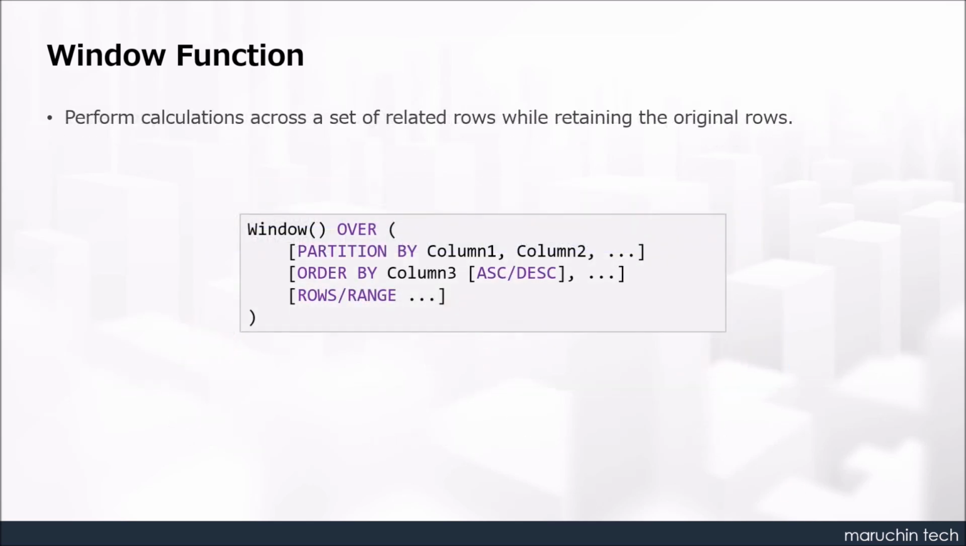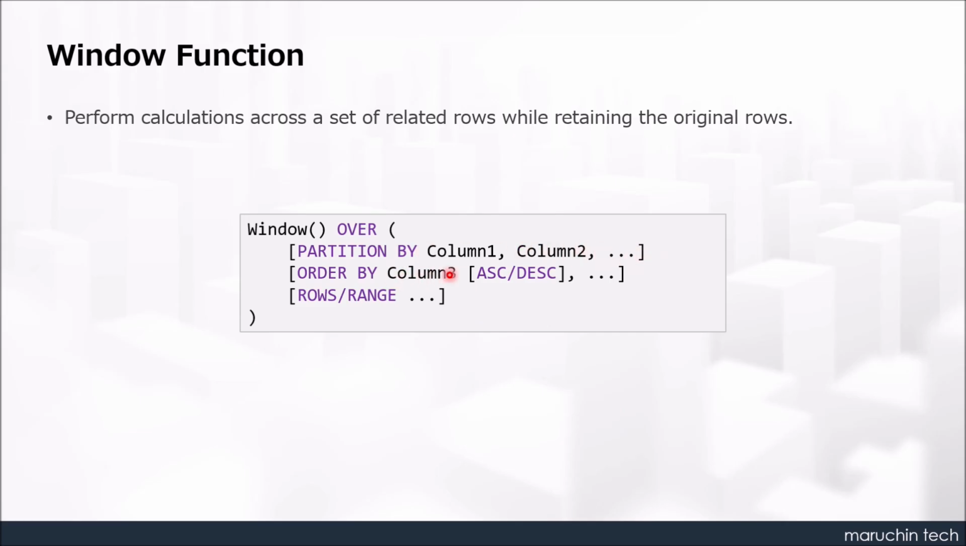Let me introduce the window function. A window function performs calculation across a set of related rows while retaining the original rows. The SQL syntax looks like this. First, the over declaration indicates that this is a window function. Next, partition by divides the data. For example, we can divide the calculation range by part code or supplier.